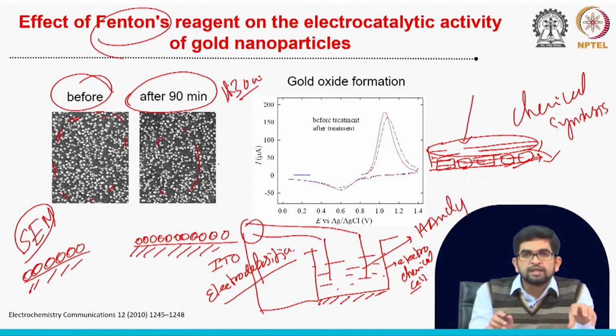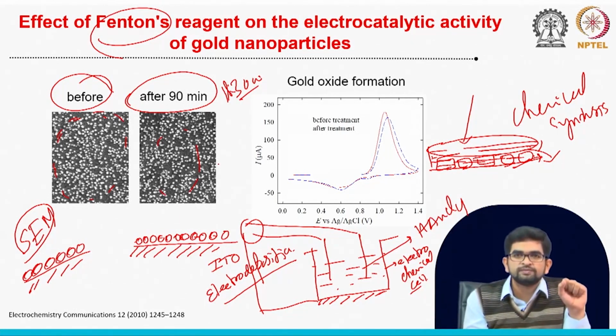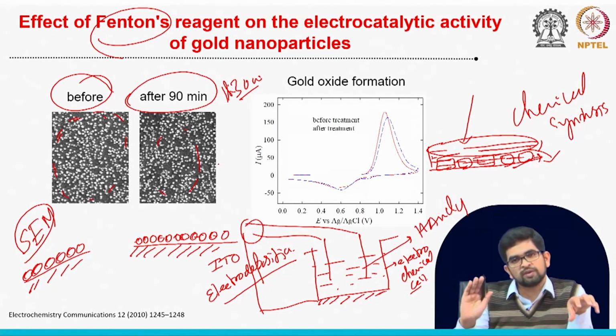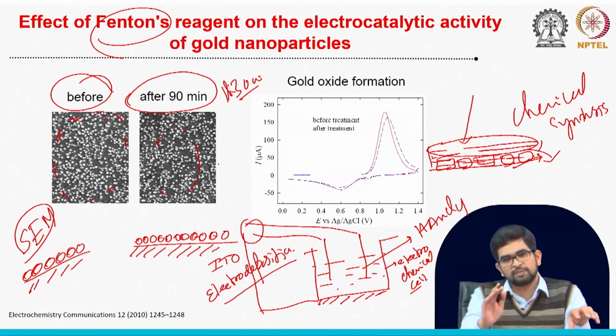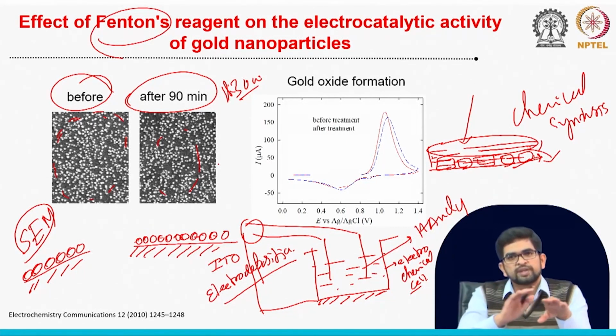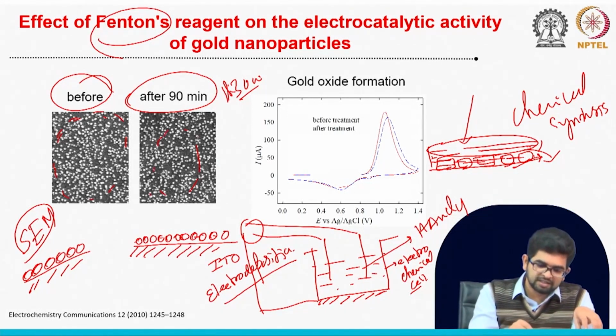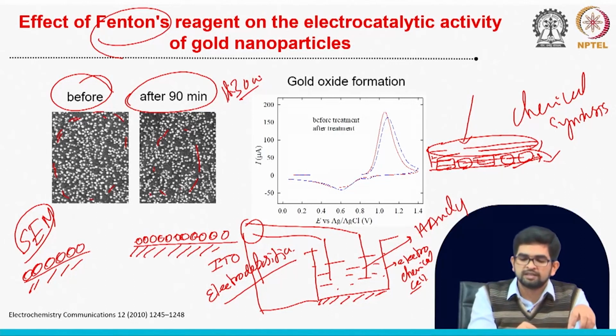It means the nanoparticle is actually behaving differently from the gold disc electrode. In the disc electrode case, the hill and valley type surface actually becomes smoother. But in the nanomaterial case, you can see something similar.